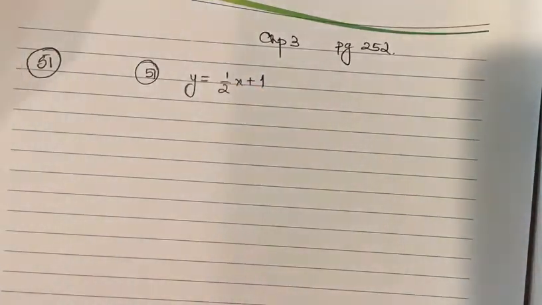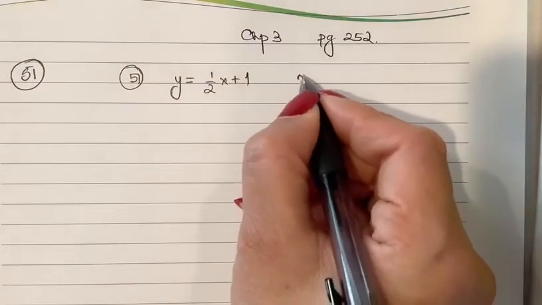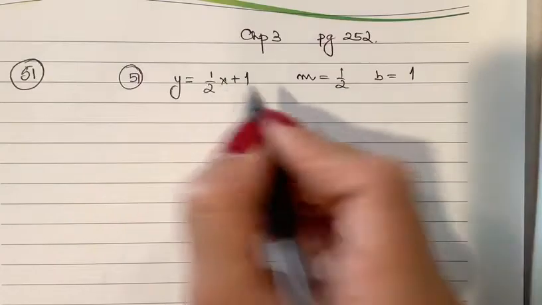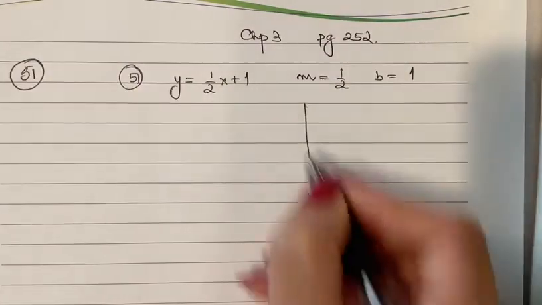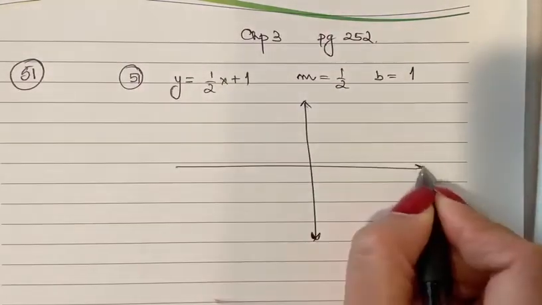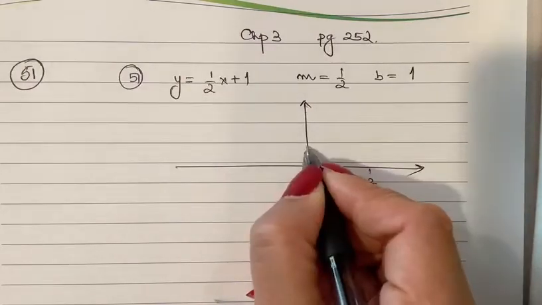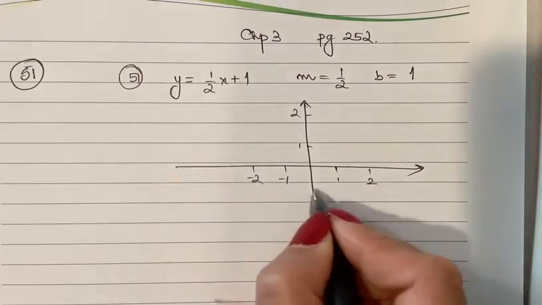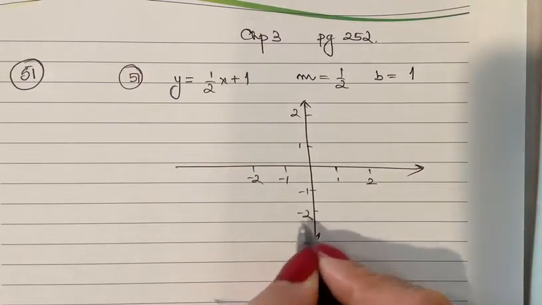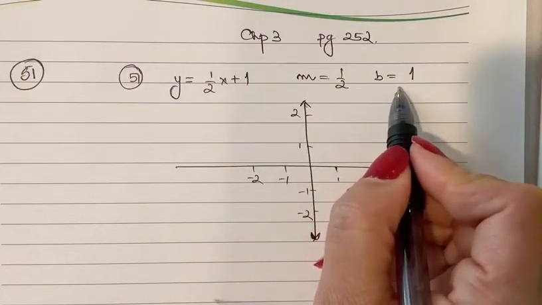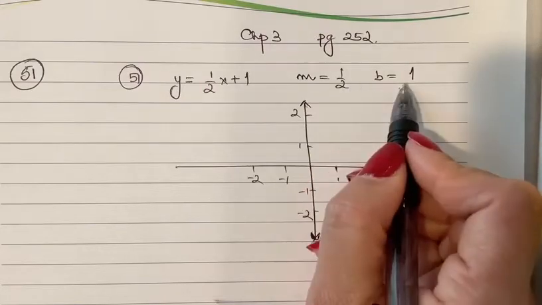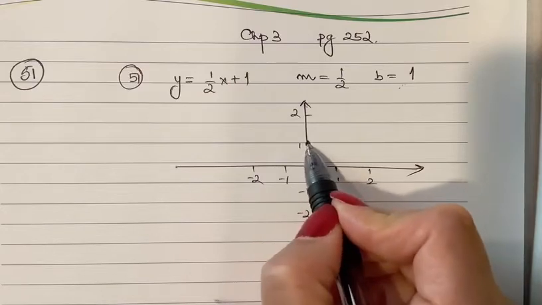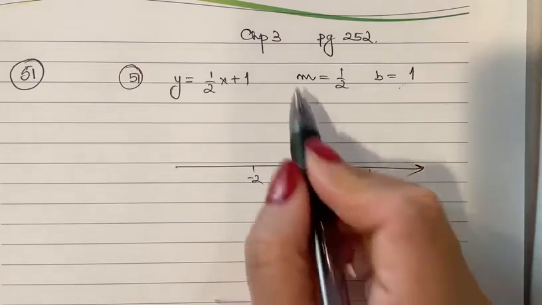In this case, the slope was half and the y-intercept was 1. If we were to draw the graph, 1, 2, 1, 2, -1, -2, -1, -2. We start off with b equals to 1 as a y-intercept, as a starting point. Okay? In which case we have to follow the slope.